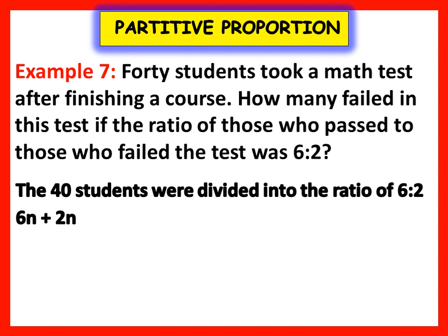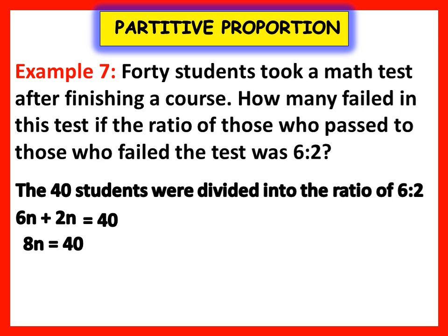So we are going to use n as our greatest common factor for the ratio 6:2. So we're going to add 6n plus 2n to get a total of 40. Okay? So once again, our n represents the greatest common factor. So 6n plus 2n, that is 8n, then bring down equals 40.